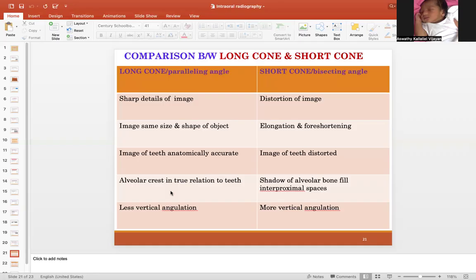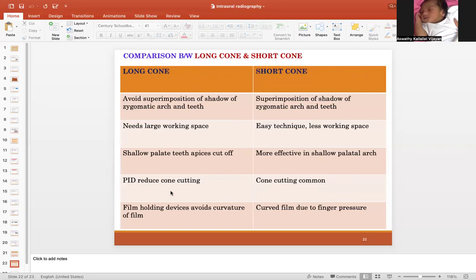The images of teeth are anatomically accurate in long cone technique, whereas images of teeth are distorted in short cone technique. The alveolar crest is true in relation to the teeth in long cone technique, whereas in short cone, the shadow of the alveolar bone fills the interproximal areas. There is less vertical angulation in long cone technique, more vertical angulation in short cone technique. In long cone technique, there is always the zygomatic arch.